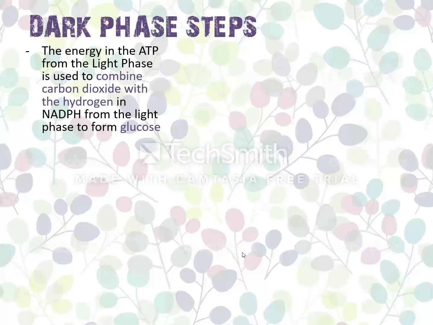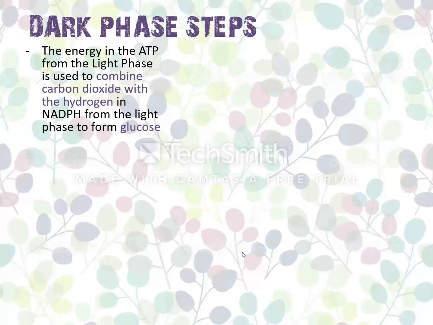Carbon dioxide, we didn't talk about carbon dioxide at all in the previous phase, in the light phase. So now we need to know that carbon dioxide is used in the dark phase. It's a requirement of photosynthesis, but it's only required in the dark phase. So that energy from ATP is going to be used to combine carbon dioxide with hydrogen ions. And in that combination, it is going to form glucose.